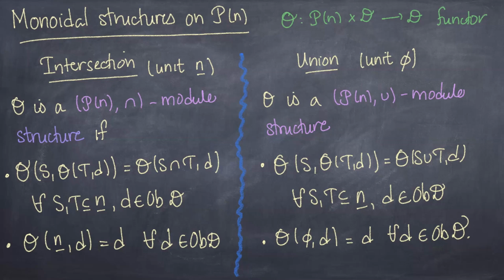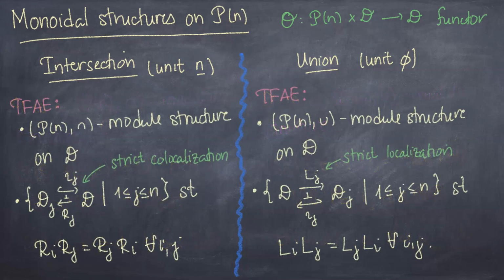So how can we understand what these P of n module structures are? There's an interesting characterization, I think, which is the following: a P of n intersection model structure on D is equivalent to specifying n different strict co-localizations of the category. So you have adjunctions like this between some subcategory DG and D, and it's a strict co-localization, meaning that RG over G is really the identity. And all of these co-localizations commute.